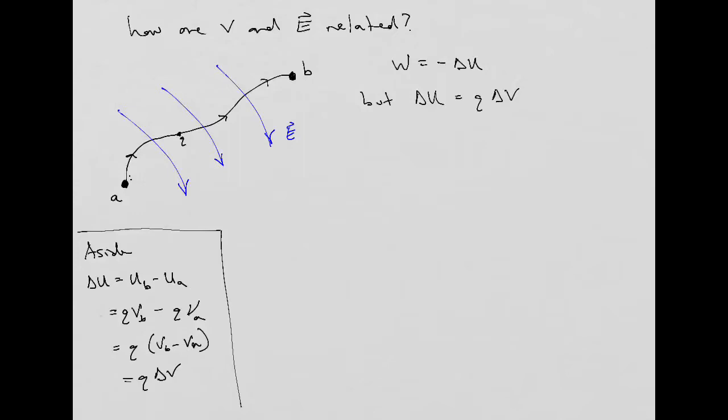So we have that work is equal to minus Q delta V. Okay. Let's hold on to this for a second. Now, let's look at another way of computing work. Remember, work is also equal to the integral from A to B of F dot dr.